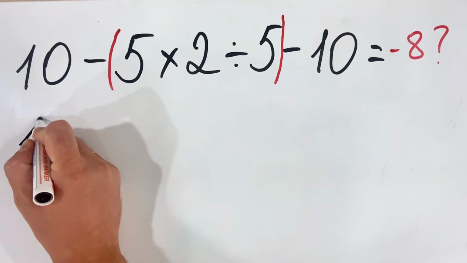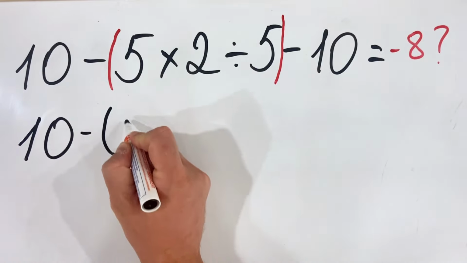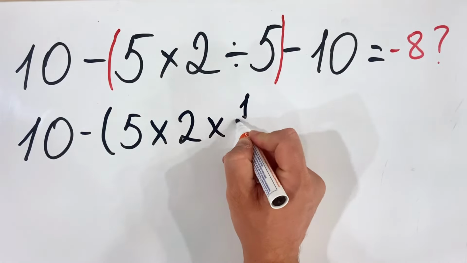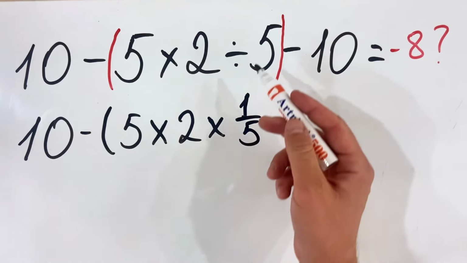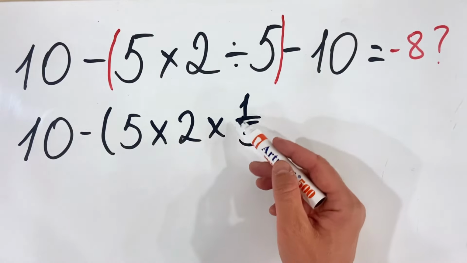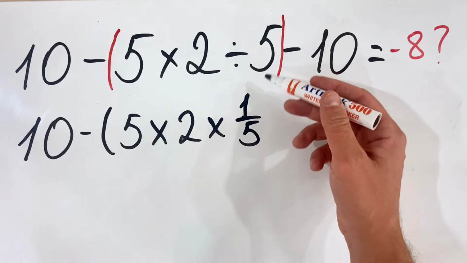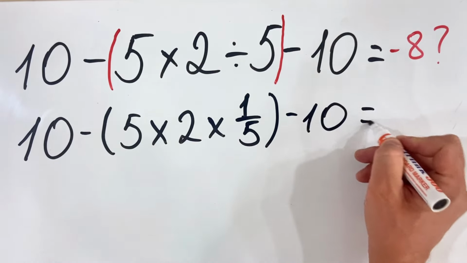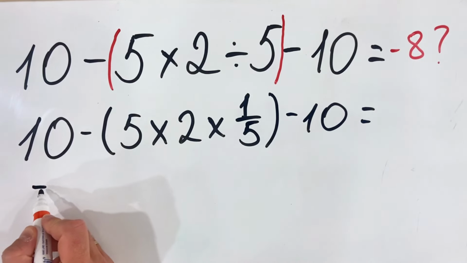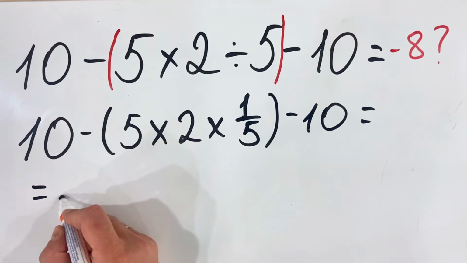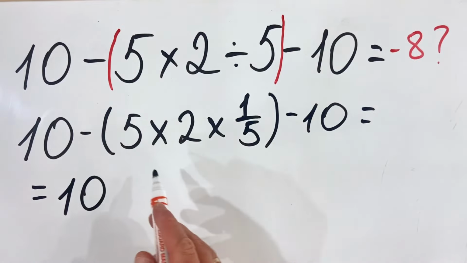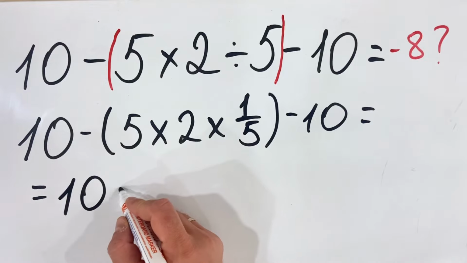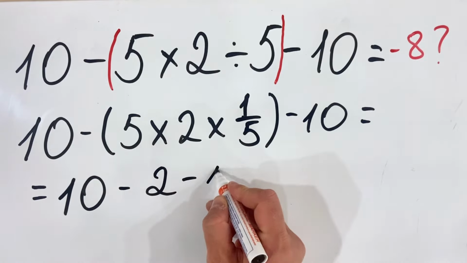So what we get in the end is 10 minus 5 multiplied by 2 and multiplied by 1/5, because you know that when you have division, you can write it as multiplication by the inverse number, minus 10. So now what we have: 10, and in the brackets we have 5 multiplied by 2, which is 10, multiplied by 1/5, we get 2, minus 2 and minus 10.